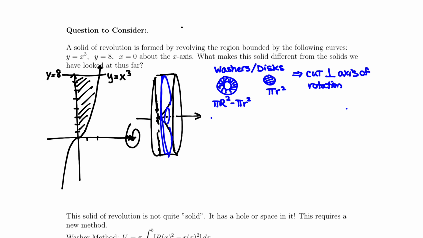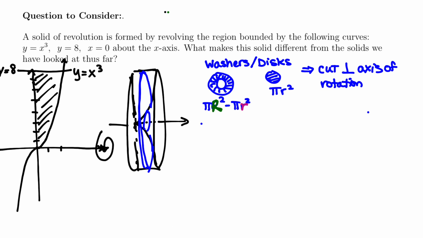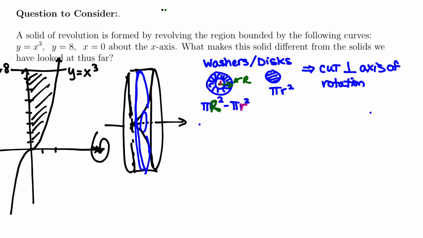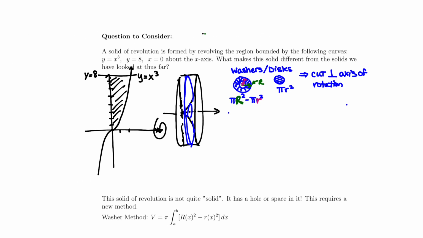And so our job, and what you will be required to do on your exam, so I'll show you now, is you will show me what is big R and what is little r in reference to my picture. Big R is the distance from the axis of rotation to the outermost part of that washer. Little r is the distance from the axis of rotation to the innermost part. So big R is the outer distance, and little r is the inner distance. And you will be required to show me, but we got to do it with our shape.